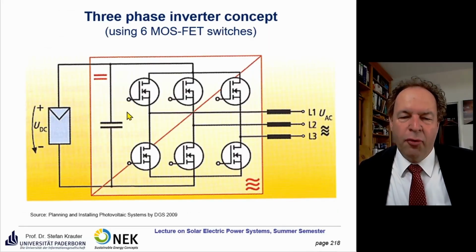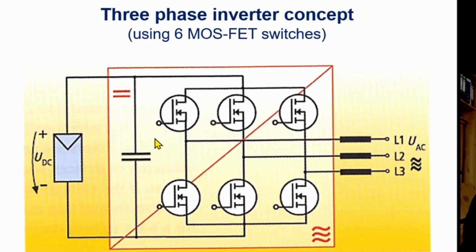This is now for a 3-phase system. So instead of 4 switches, you have 6 switches, and 2 switches are responsible for 1 phase here. It's done the same way as I explained before, but for each phase separately, and they are delayed. They have a phase angle of 120 degrees to each other. So you have a 3-phase system.